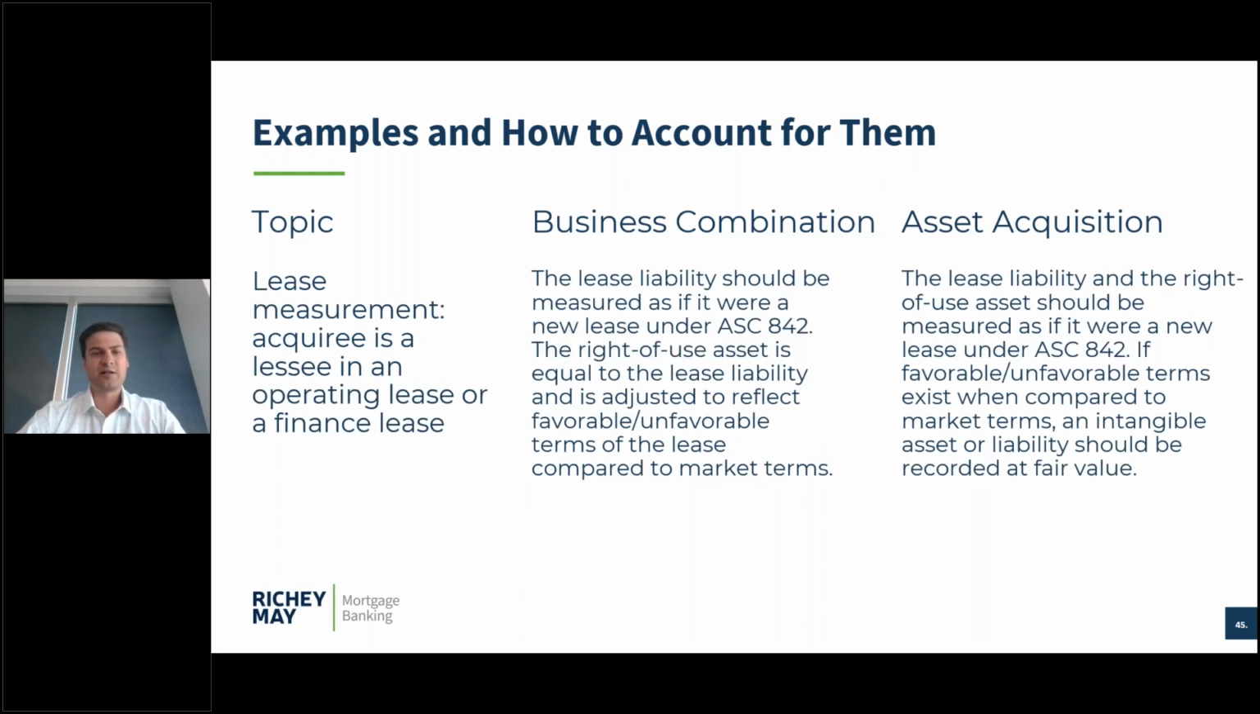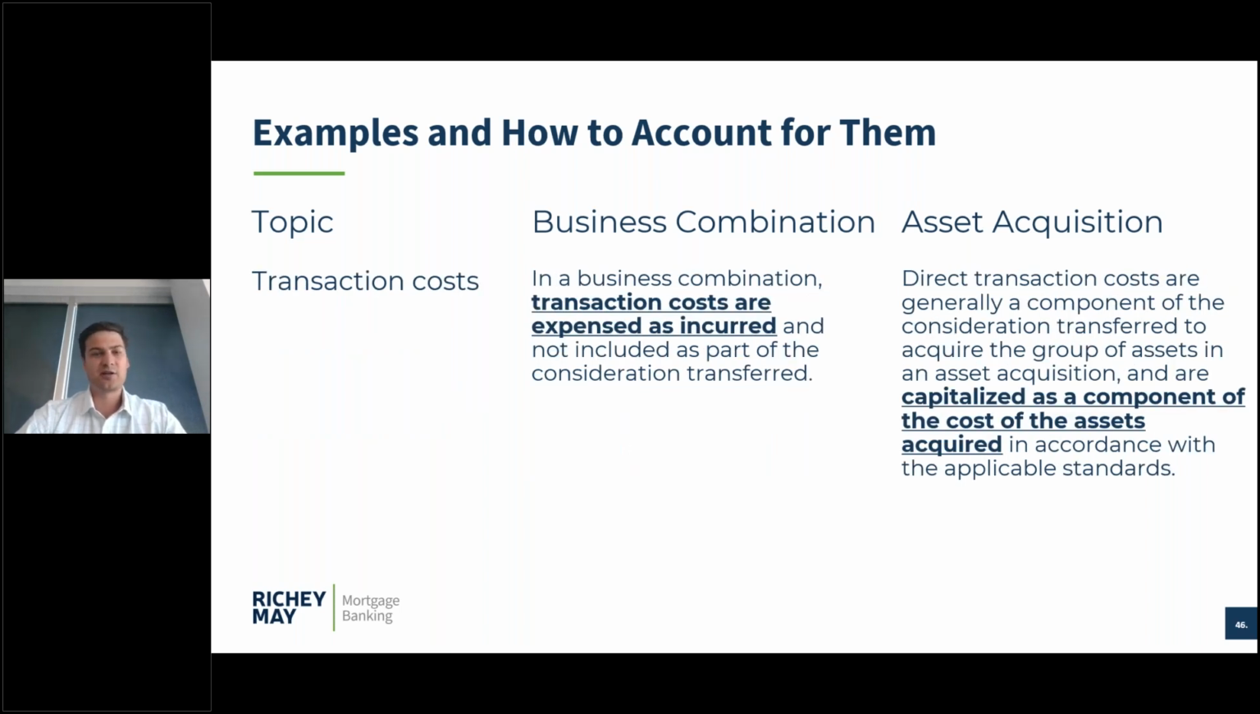Given the still relatively new ASC 842 standard, I thought it would be useful to briefly talk about leases. In both instances, leases acquired would be measured as if it were a new lease under ASC 842. The only difference is if favorable or unfavorable market conditions exist. Under a business combination, the lease is adjusted, while under an asset acquisition, an intangible asset or liability is created. Then transaction costs are expensed as incurred under a business combination, while they're capitalized as a component of the cost of the assets acquired.